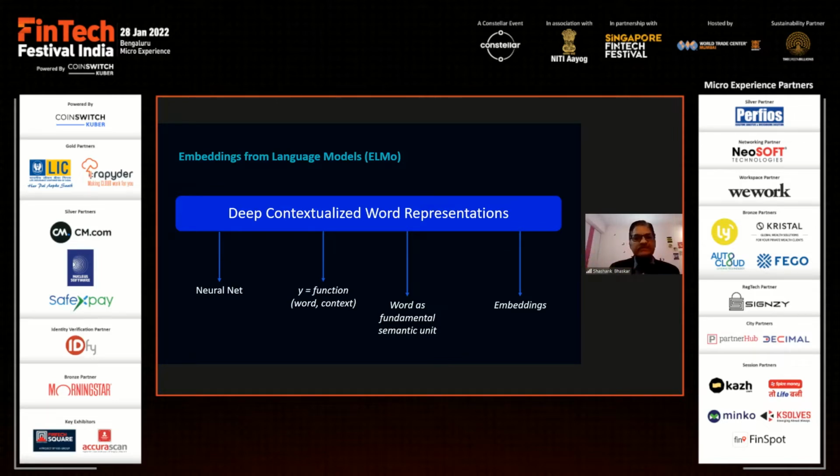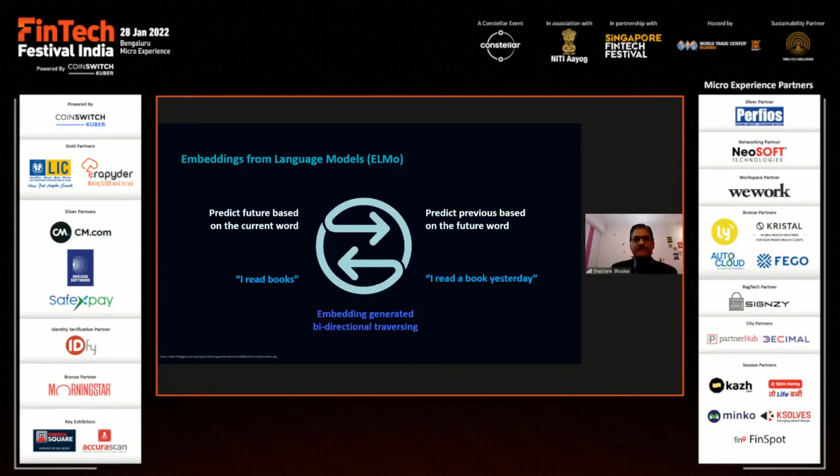It is a deep contextualized word representation, which means it is deep because a deep neural network has been used. Why is it contextualized? Because now we need to take the word in a particular context, and then we want to have enhanced embeddings out of that. And it is done by an LSTM network which is bidirectional.